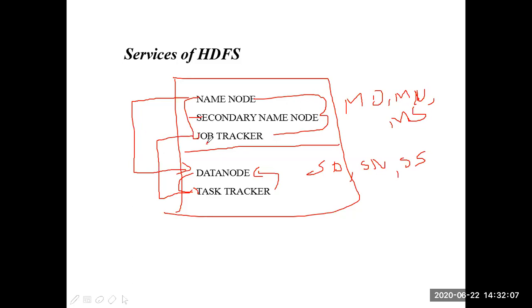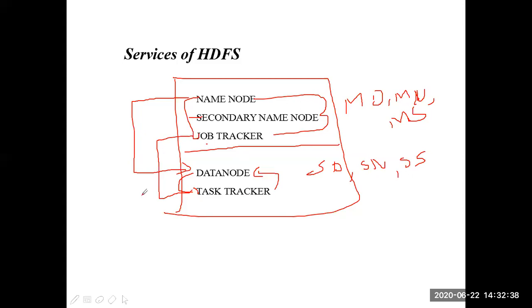Job tracker cannot talk with data node. But data node and task tracker can communicate with one another. Name node and job tracker can communicate with one another. Is it clear, guys? These points. Name node, secondary name node, job tracker: these three belong to the master part. These two belong to the slave part. The communication will be like this. Job tracker is the superior for the task tracker. Name node is the superior for the data node. Is it clear, guys?